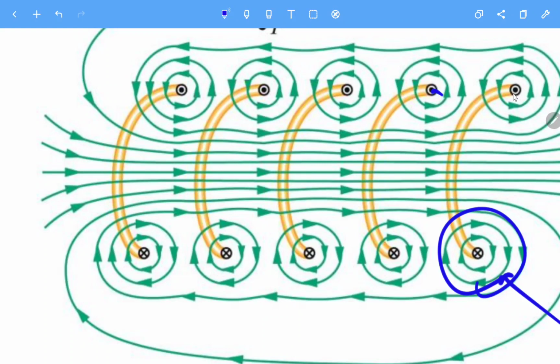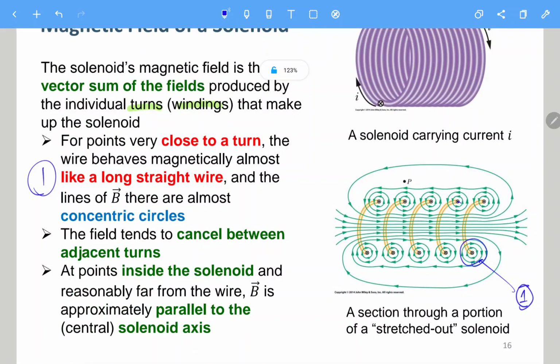For that part, this is pointing out of the page. Using the right hand rule, it is counterclockwise. So this is also the first pattern.